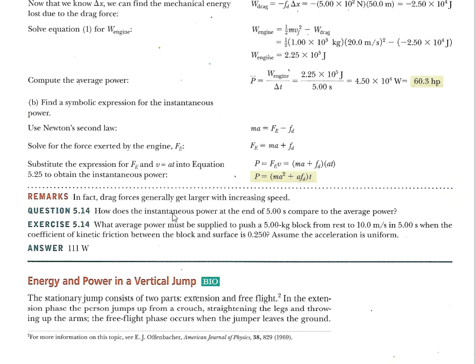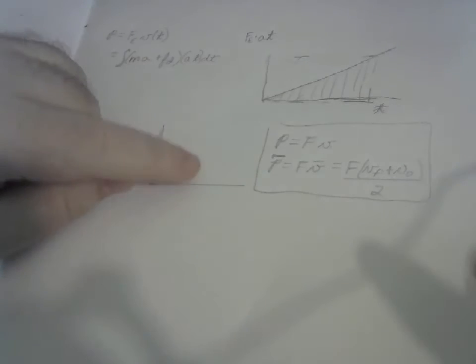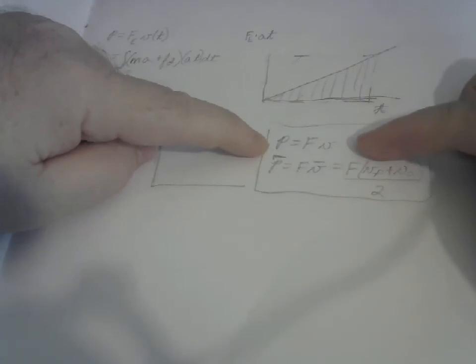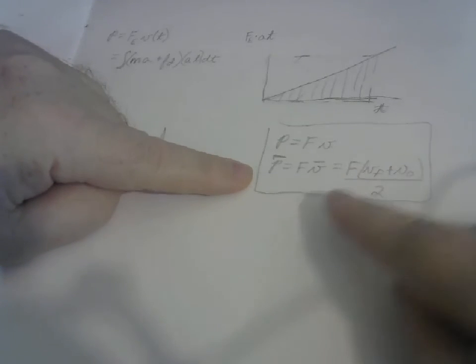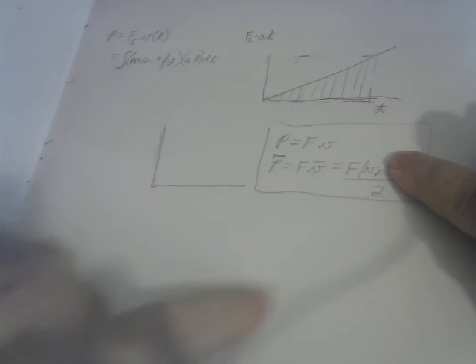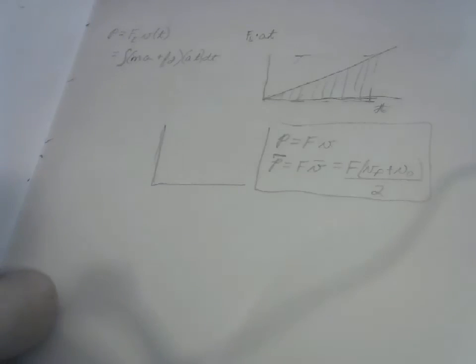Question 5.14, how does the instantaneous power at the end of 5 seconds compare to the average power? The instantaneous power is force times velocity. The average power is force times average velocity, so it would be exactly half of the instantaneous power.